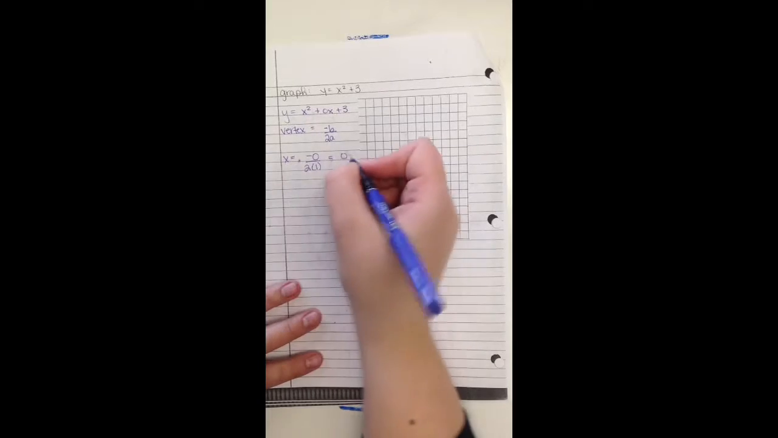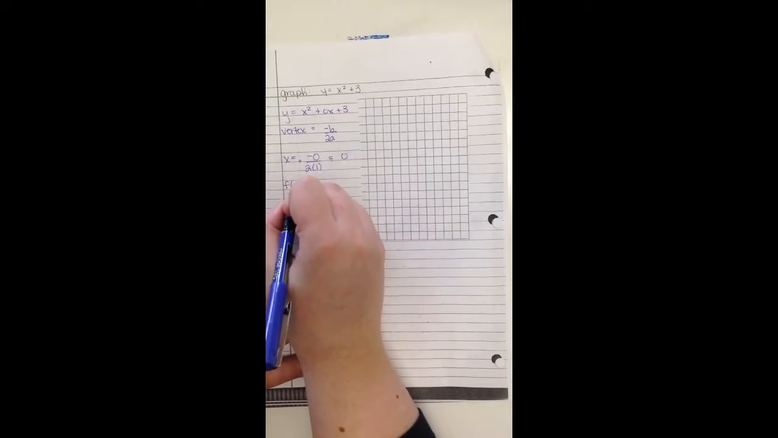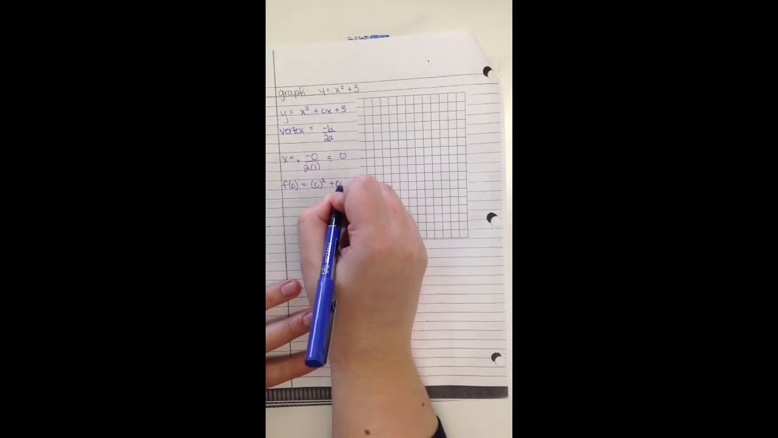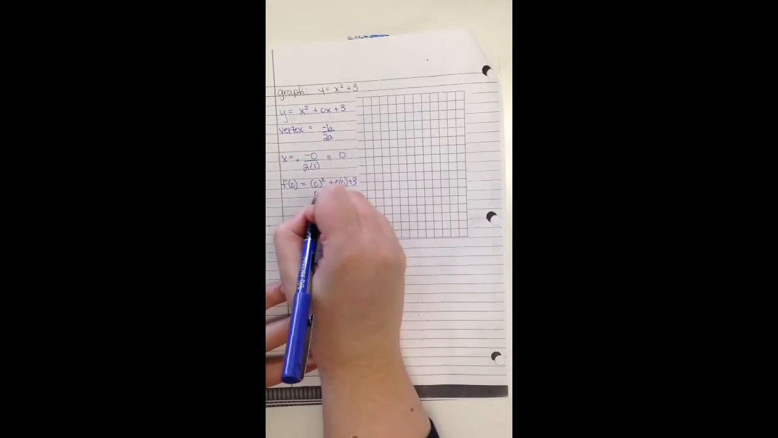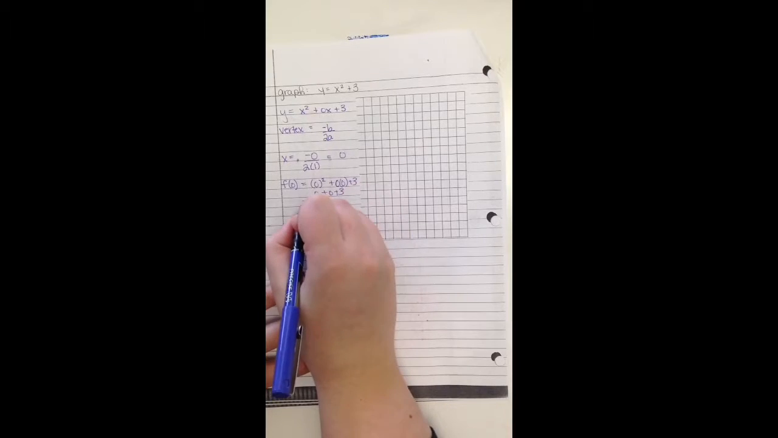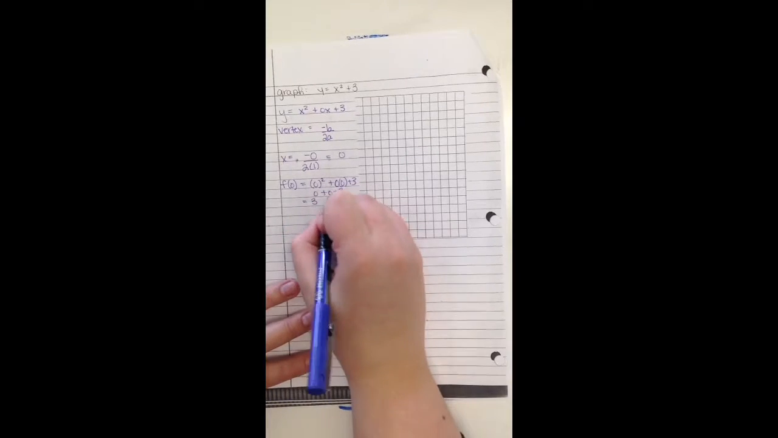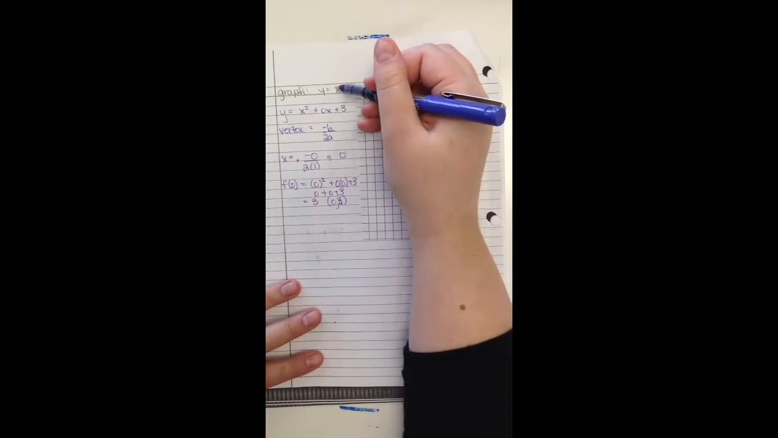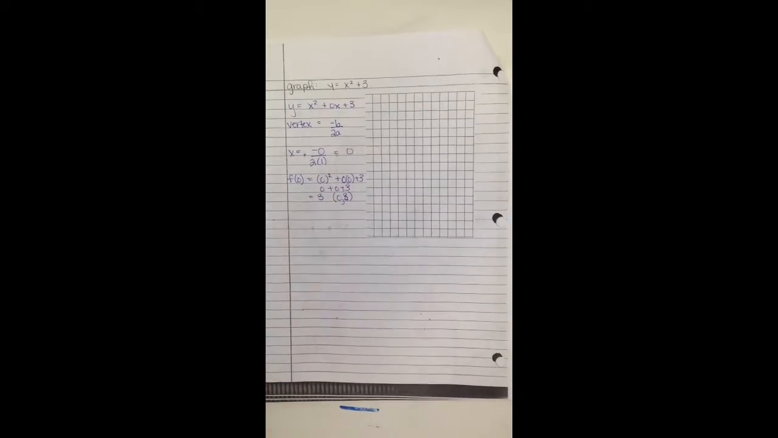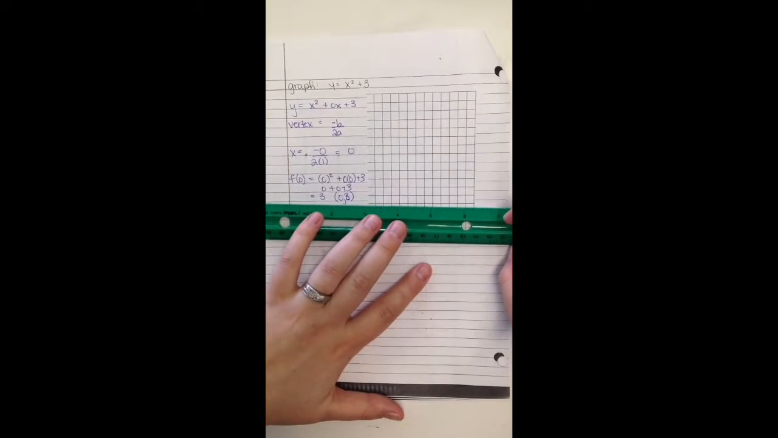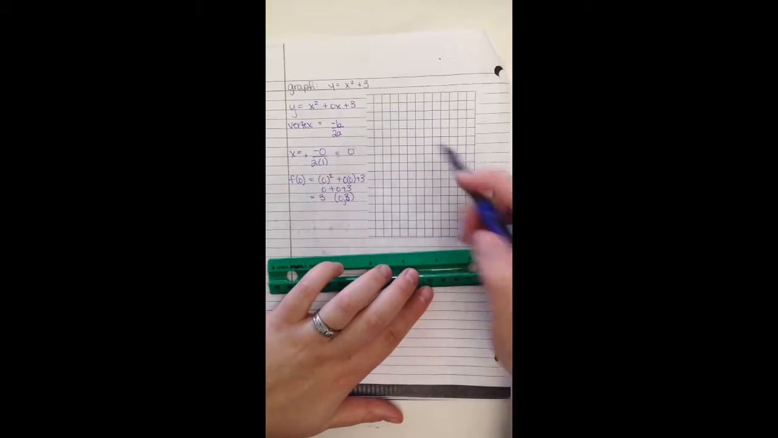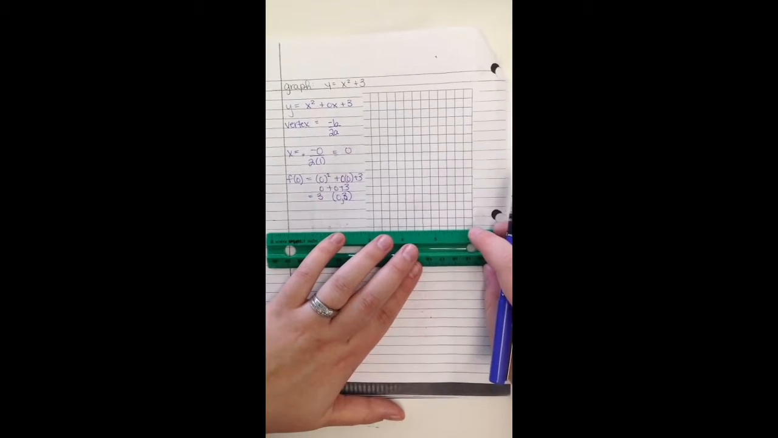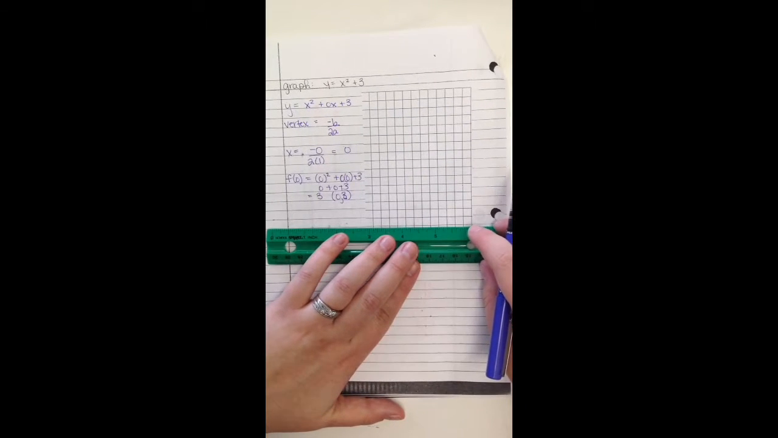I have to find my y value by plugging it back in, so I'm going to say f of 0 equals 0 squared plus 0 times 0 plus 3. So I get 0 plus 0 plus 3, so 3. So my ordered pair for my vertex is at 0, 3. Now look, a is positive, so I'm going to open upward again. So I'm going to bring this down a little bit further because I know that I'm already starting at 0, 3 and I have to open upwards. So I'm just going to make the axis right on the bottom.